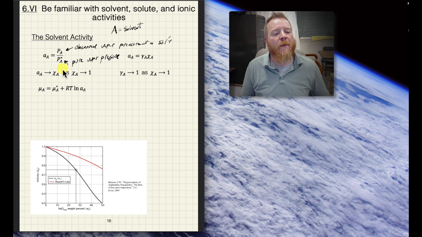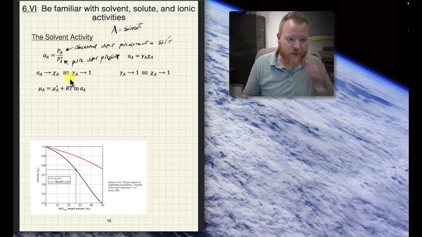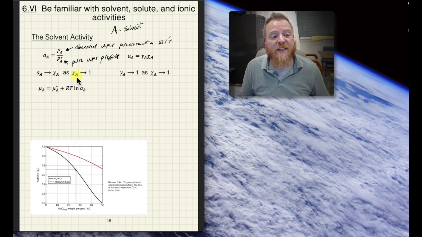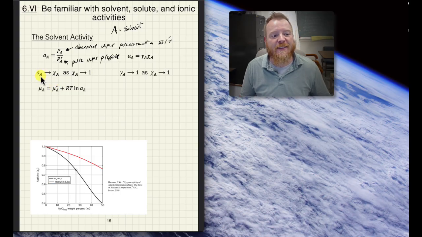So now, as we can imagine, the activity becomes a limiting relationship as we move in and out of ideal and ideal dilute conditions. For example, as the mole fraction of A approaches 1, so as our solution becomes more dilute, the activity of that solution will approach that of its mole fraction.